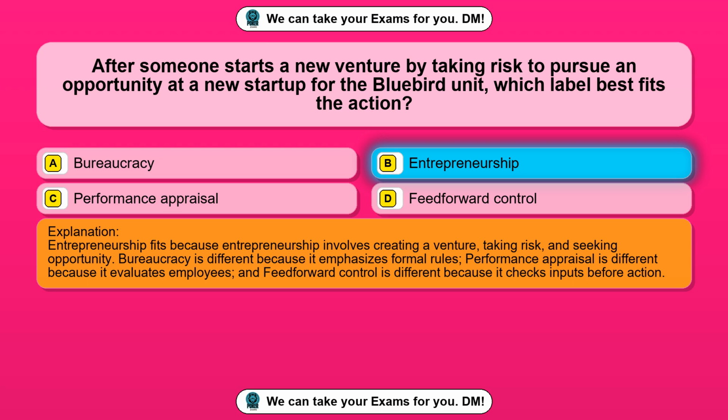Entrepreneurship fits because entrepreneurship involves creating a venture, taking risk, and seeking opportunity. Bureaucracy is different because it emphasizes formal rules, performance appraisal is different because it evaluates employees, and feed-forward control is different because it checks inputs before action.